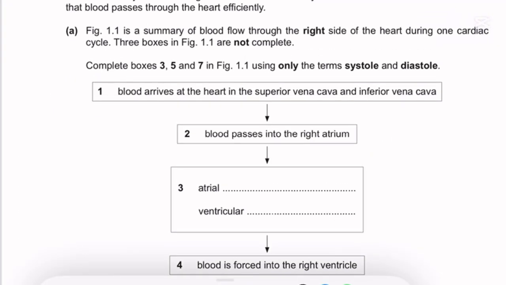The sinoatrial node, SAN, and atrioventricular node, AVN, have an important role in the control of the cardiac cycle. The timing of the atrial and ventricular systole and diastole must be controlled so the blood passes through the heart efficiently. Figure 1.1 is a summary of blood flow through the right side of the heart during one cardiac cycle, and 3 boxes on figure 1.1 are not complete.